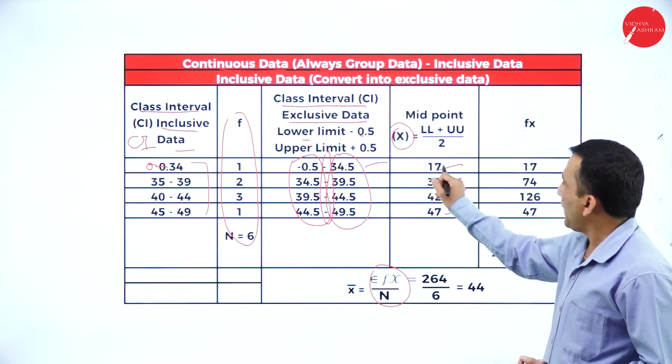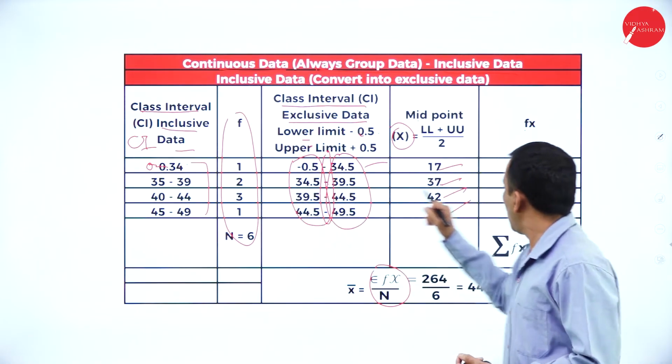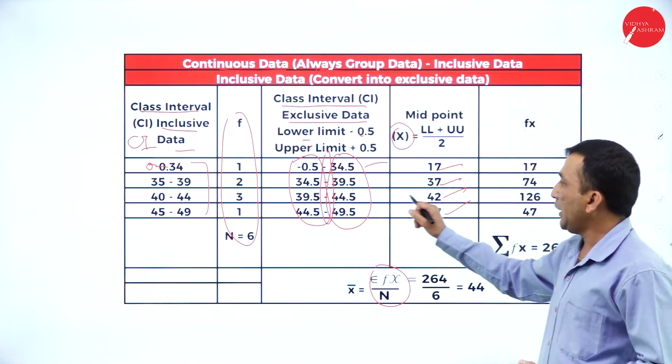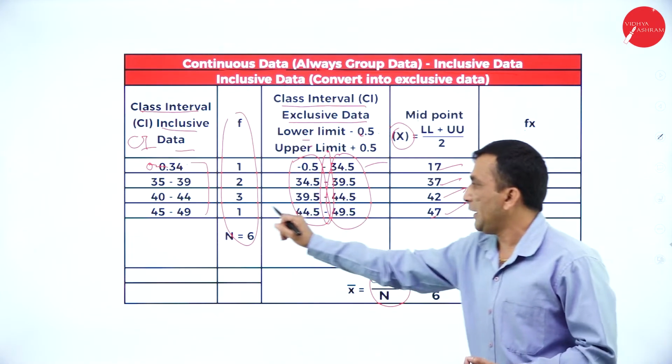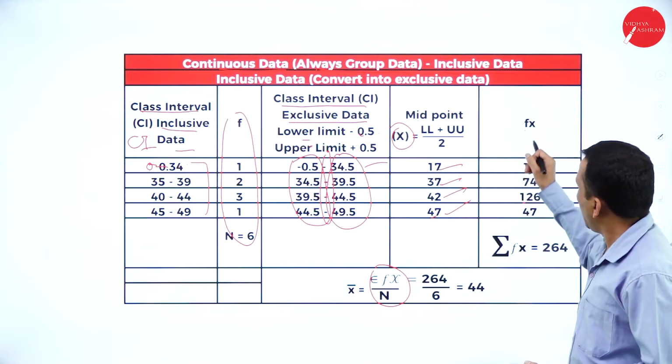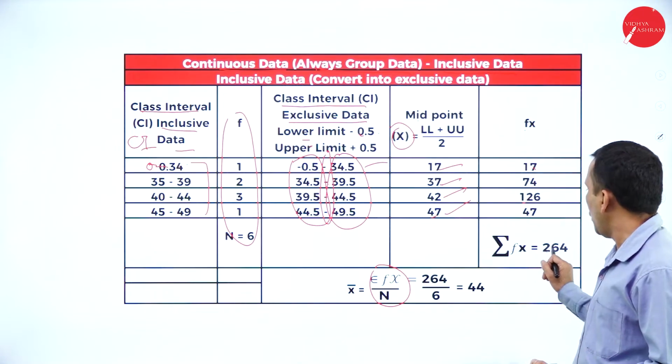So if you multiply 7 into 1, we get 7. 37 into 2, we get 74. 42 into 3, we get 126. And 47 into 1, we get 47. If you take the summation of all the fx values, we get 264.